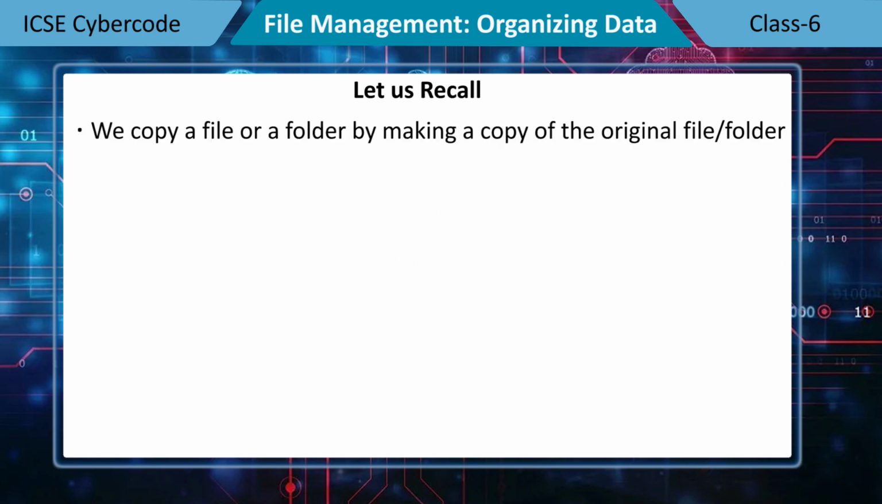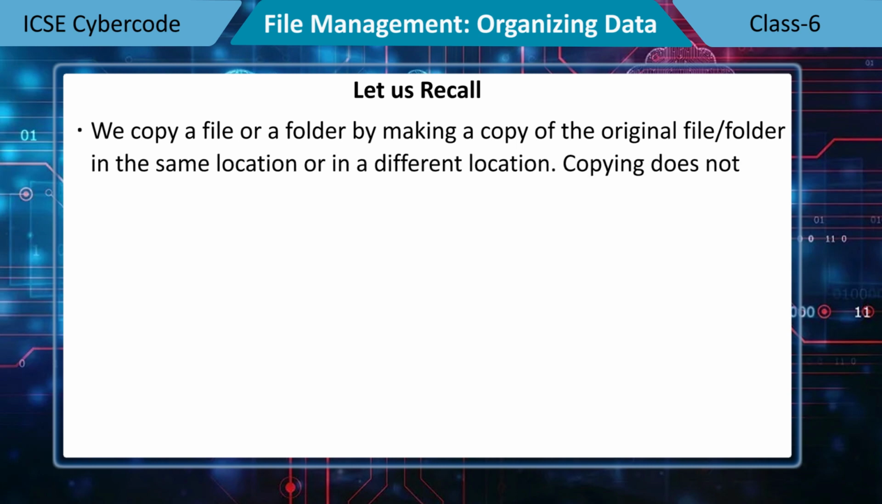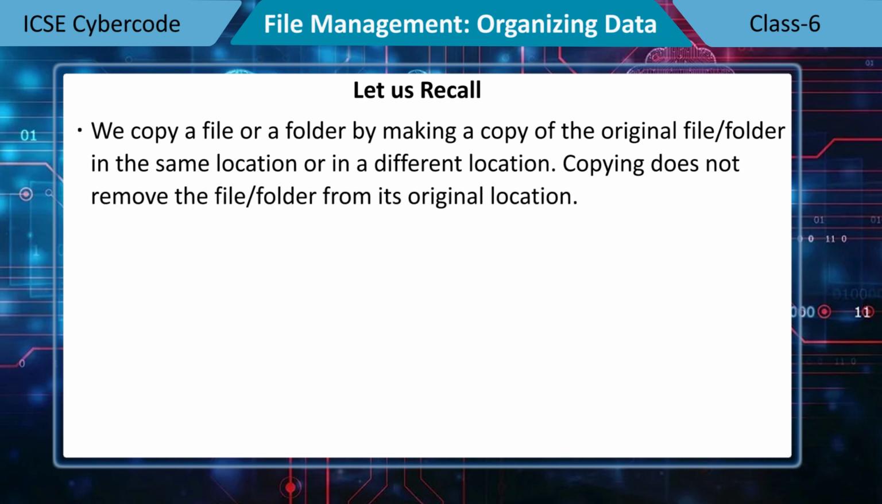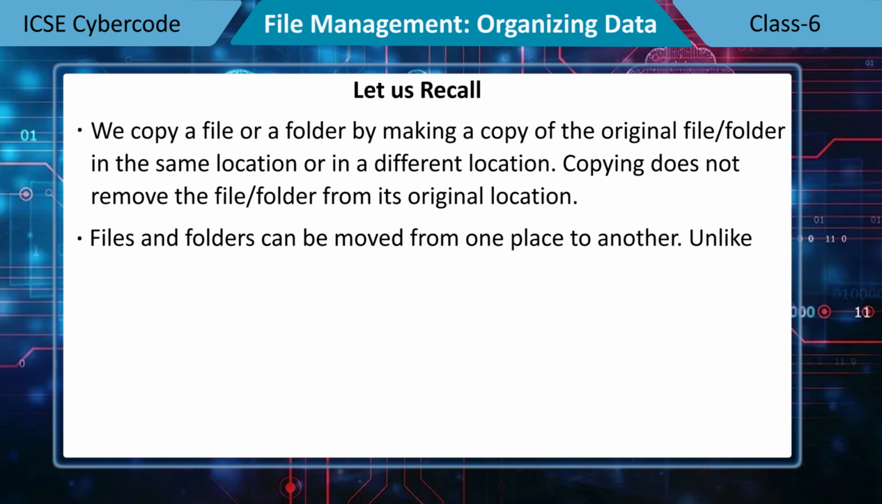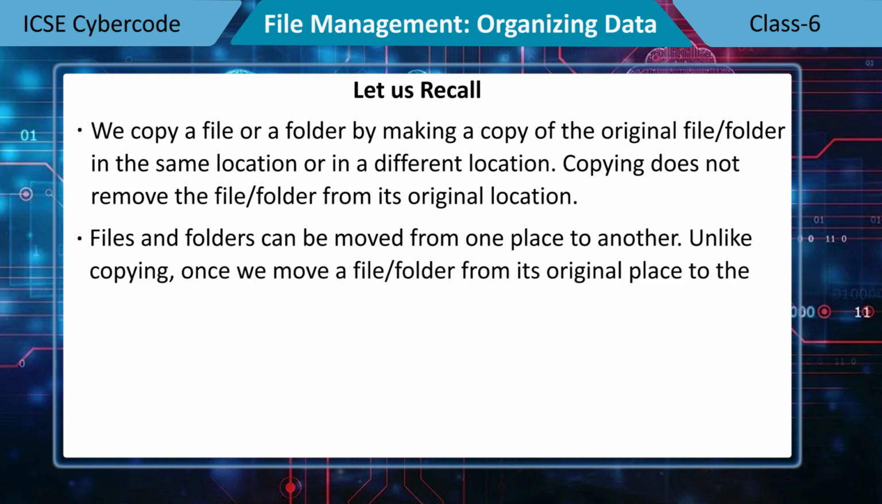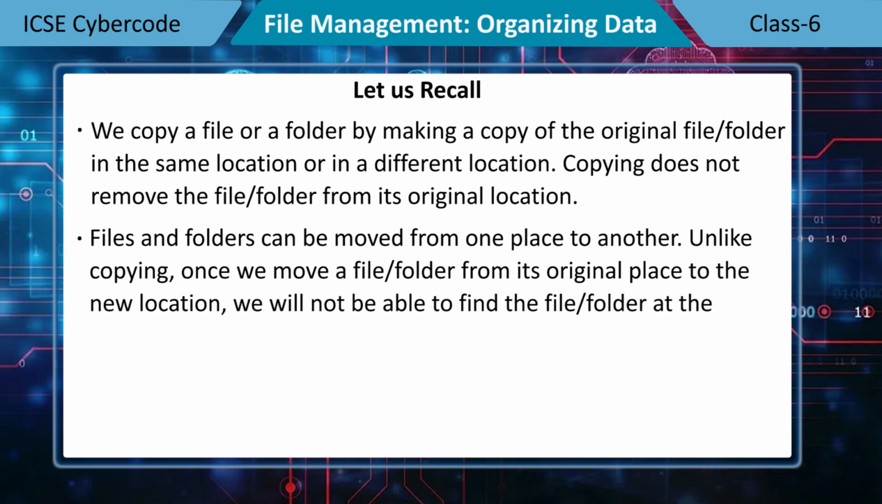Let us recall. We copy a file or a folder by making a copy of the original file or folder in the same location or in a different location. Copying does not remove the file or folder from its original location. Files and folders can be moved from one place to another. Unlike copying, once we move a file or folder from its original place to the new location, we will not be able to find the file or folder at the previous location.